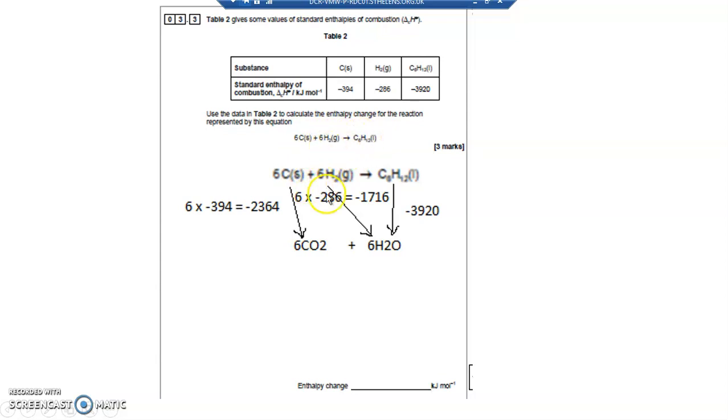Now the enthalpy change is independent of the route taken. So I've got some other equations here. I've got some other enthalpies of combustion, and I can come round this way, and by adding all of these together, I can work out this enthalpy change.